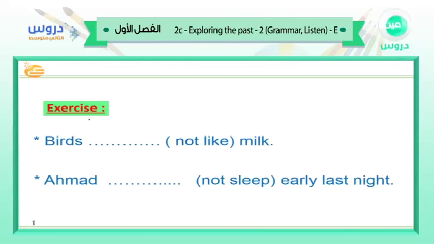Okay, let's see the exercise. Okay, we have one point and we have an exercise about it. It's very important to practice. So, birds, blank, not like milk. What do you think? Birds. Does not mean one's a negative with the verb. This is a verb. This is a negative.